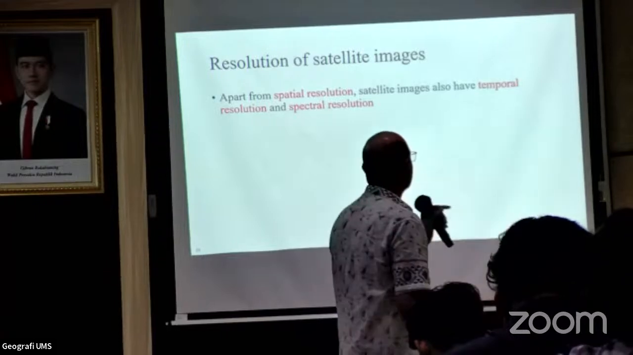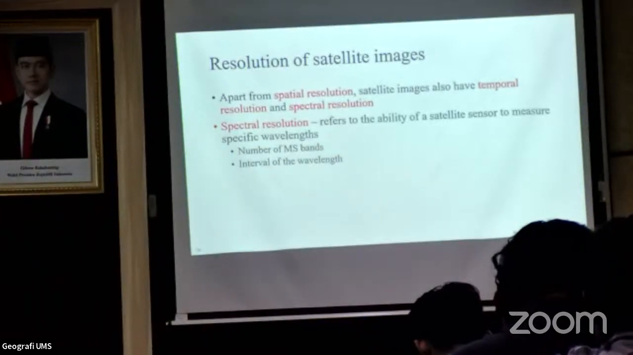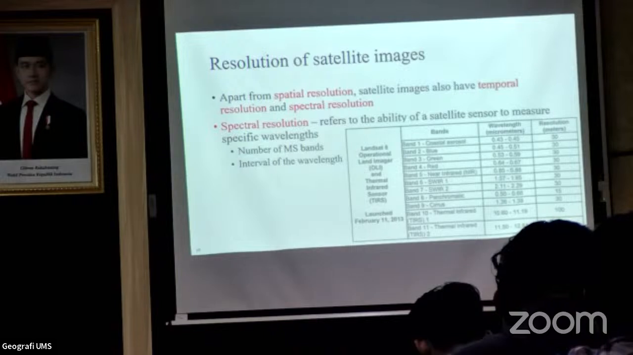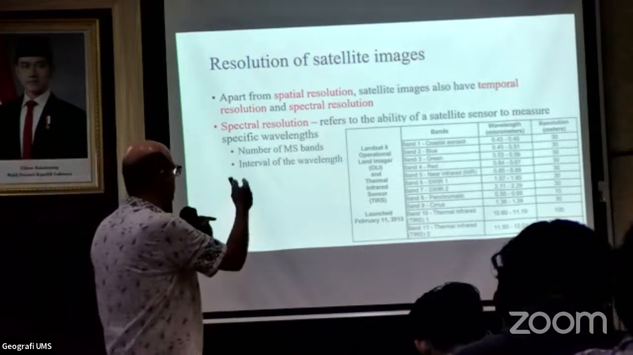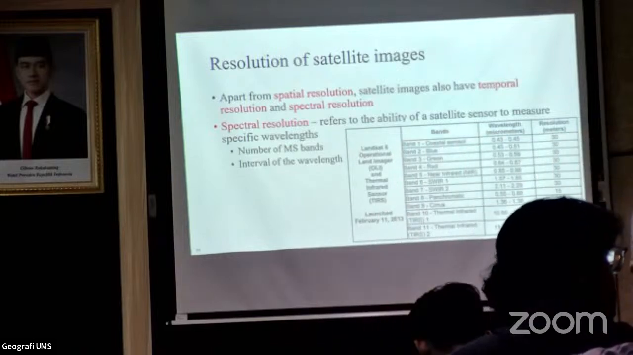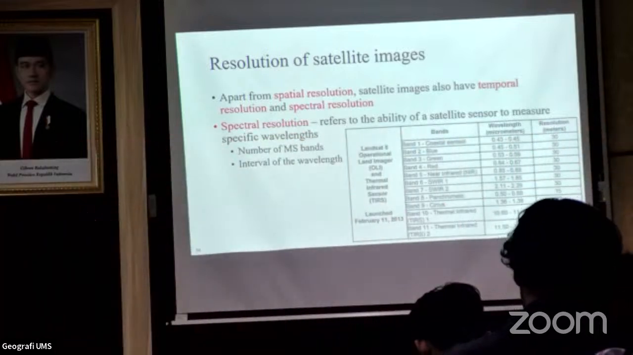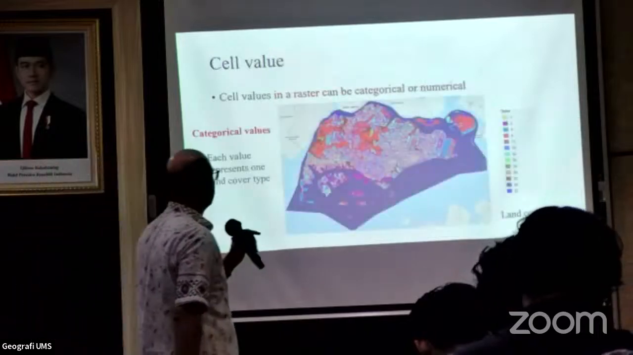So things are changing in GIS, and we are getting raster data in all three resolutions, and we are getting a lot. There you see the different resolutions: wavelength, band. When you say meters, it's spatial resolution. When you say wavelength, it is spectral resolution. When you say bands, that's spectral and spatial resolution. That's the idea.